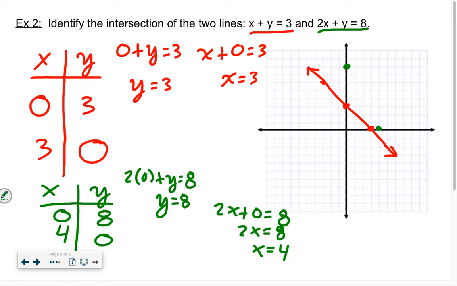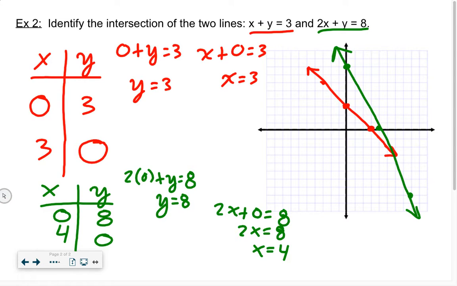And now what we want to do is create a line that goes through these. Now we need to be careful when we do this. We need to go down 8 units, 1, 2, 3, 4, 5, 6, 7, and 8, and then over 4 units, 1, 2, 3, and 4. And over here somewhere is going to be our intersection point.